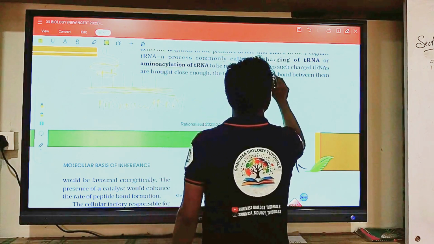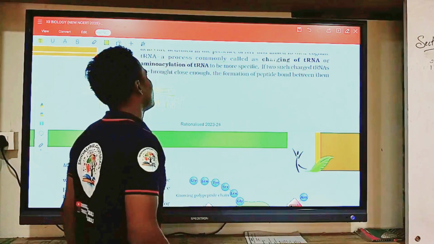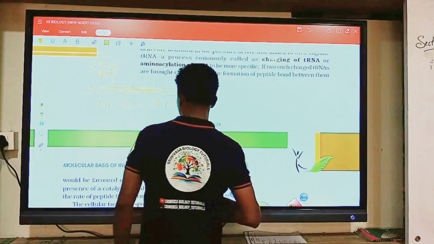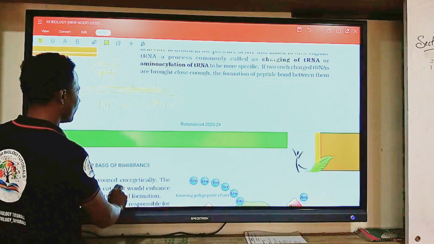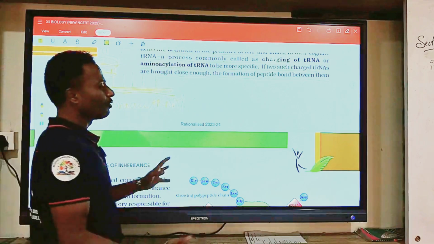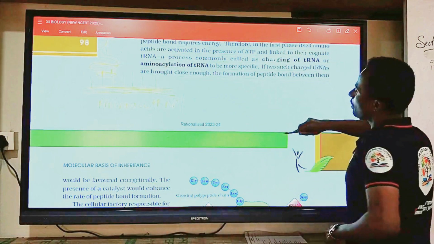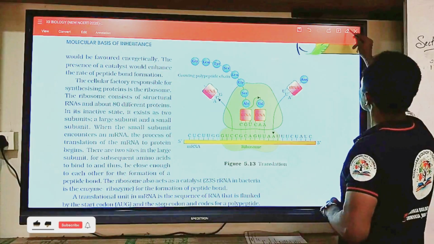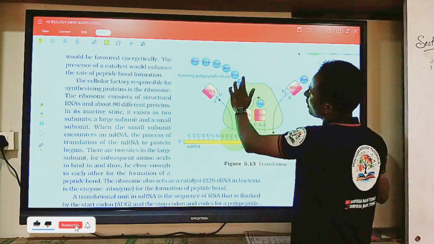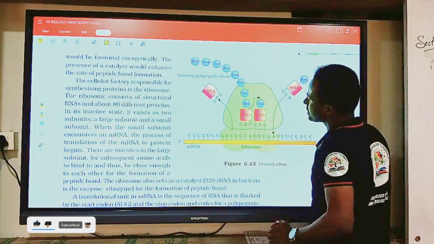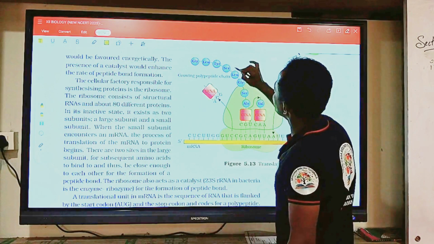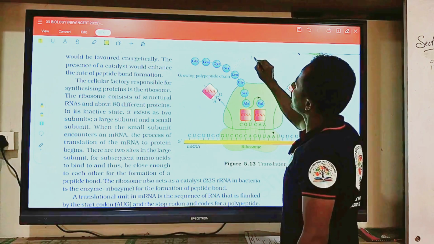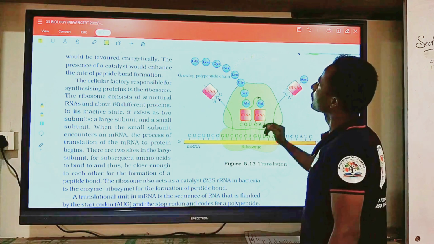And then, the two charged tRNAs are brought close enough that the formation of a peptide bond between them is energetically favored. Let's see here. These are the amino acids. They bind with the help of what? It is a peptide bond. This is the peptide bond. They require energy, and they take it from here.